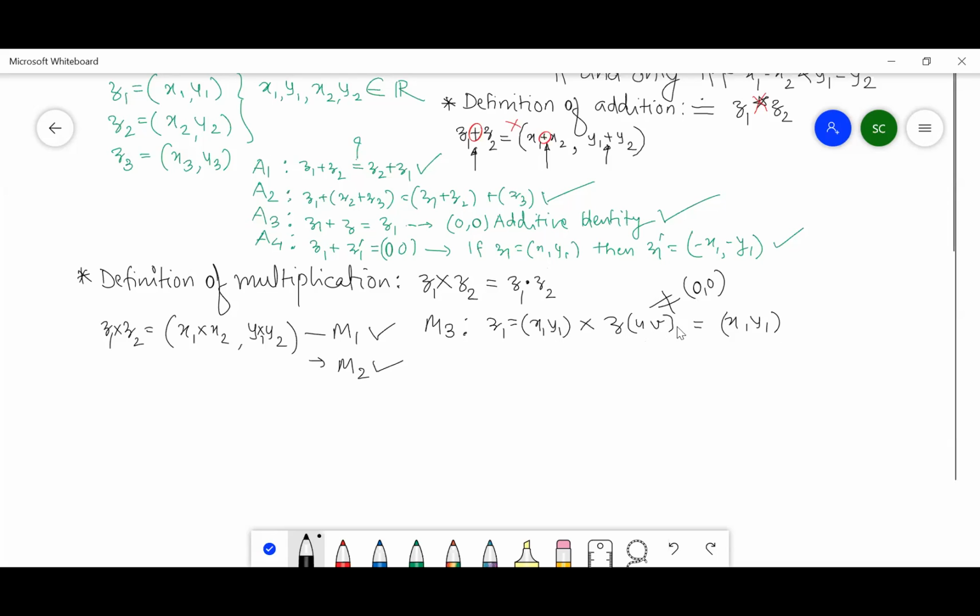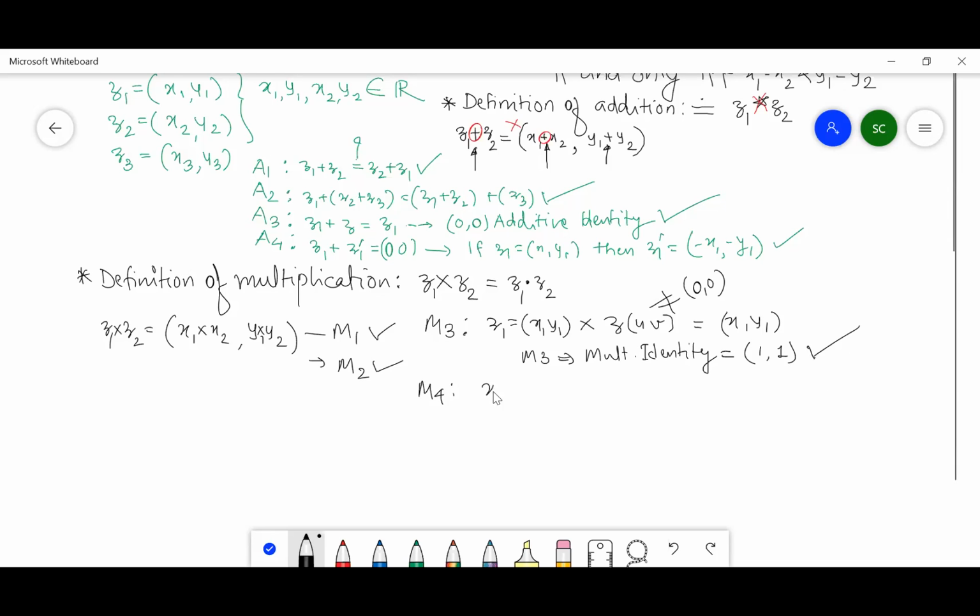And therefore, your obvious choice at this stage, you will say M3 gives us multiplicative identity which is equal to 1 comma 1. And you will say that yes, with 1 comma 1, M3 is true. Now let us check M4.